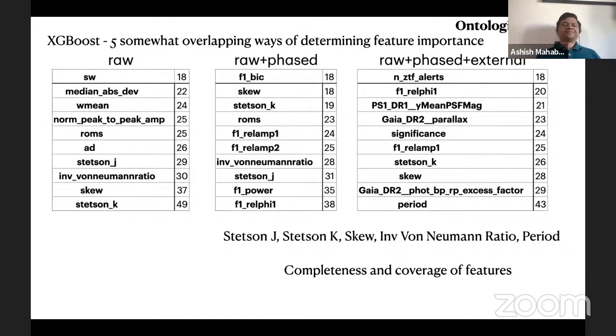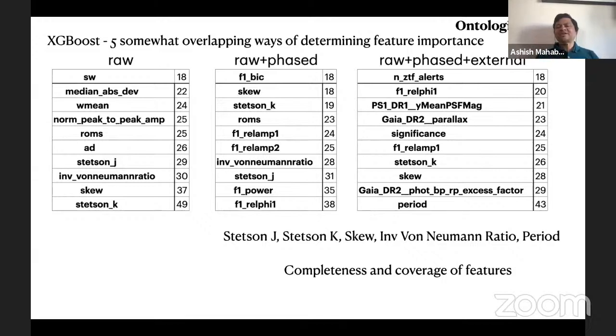Yeah. So if I use only the raw ones, you can see which parameters are important. You can see that Stetson K is quite important, skew is quite important, as one would expect, or Stetson J, also the inverse von Neumann ratio. But if I bring in the phased features, where we have already fitted the light curve, found the period, and then use the phased ones from them, then suddenly some of the phased ones are seen to be more important, the relative phi1 or the F1 power. Stetson J is still important, of course, but you can see that there are 4 or 5.